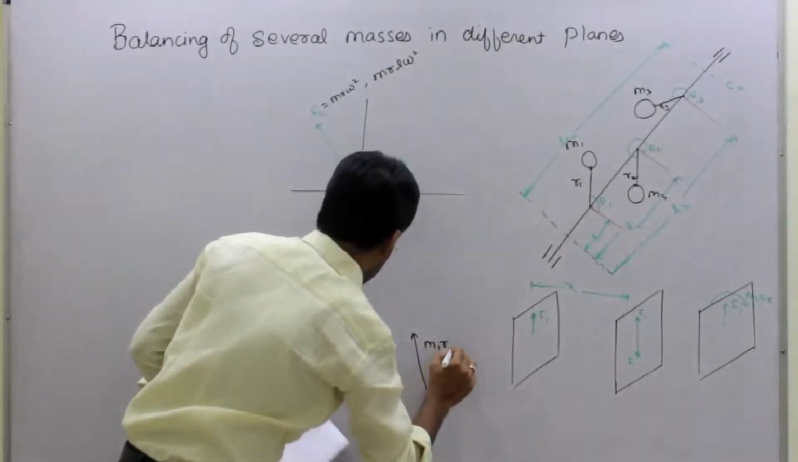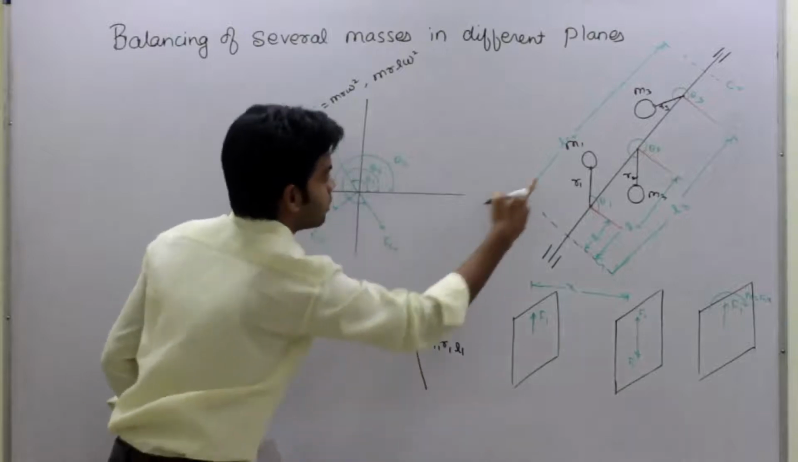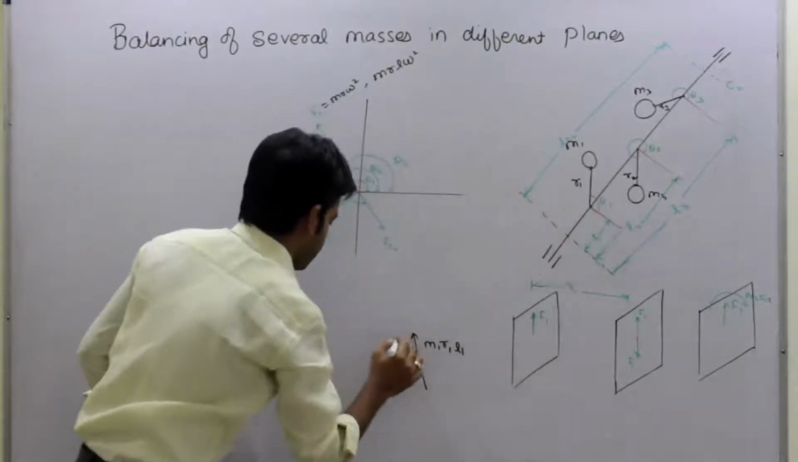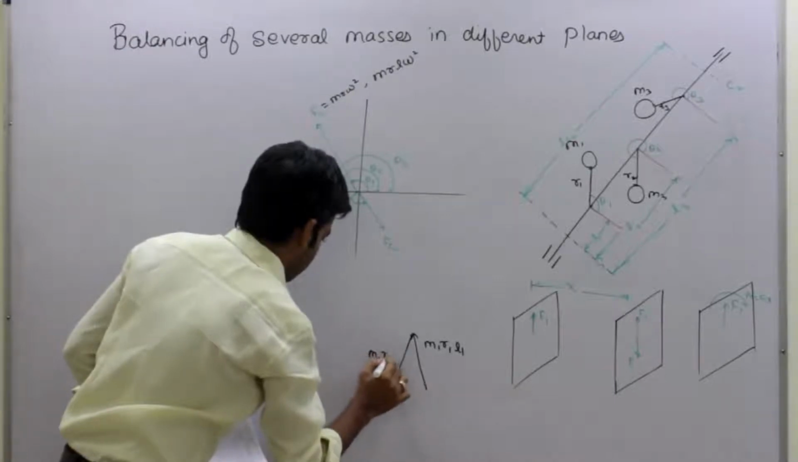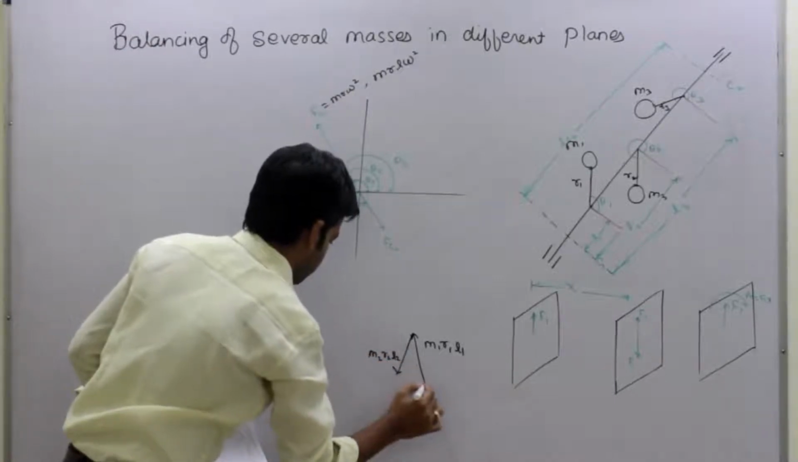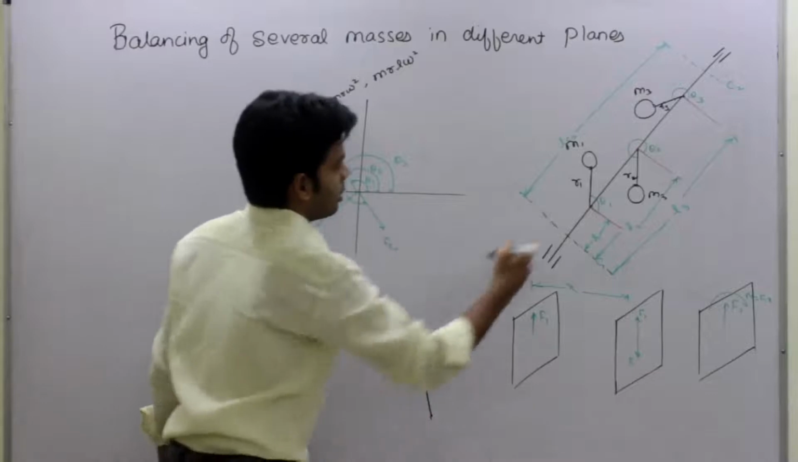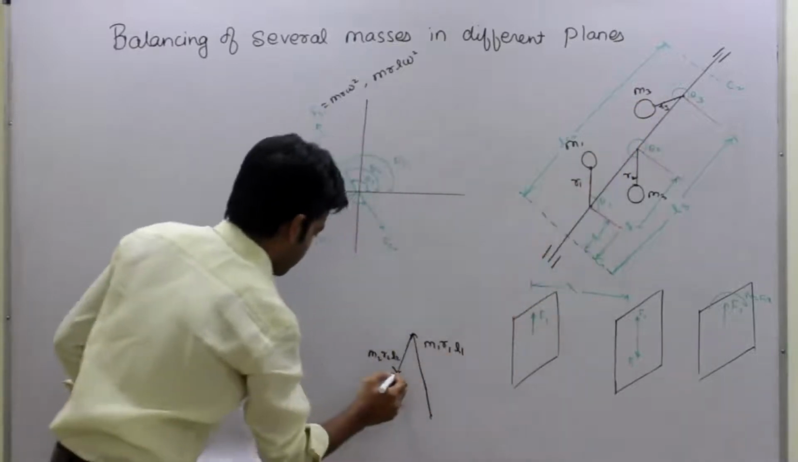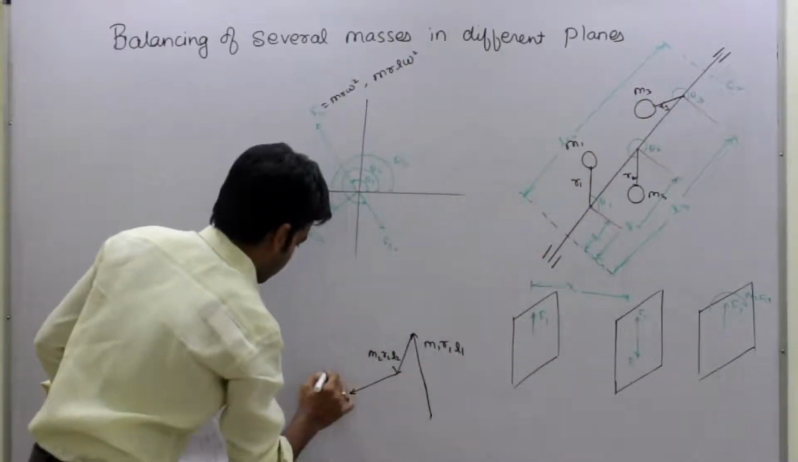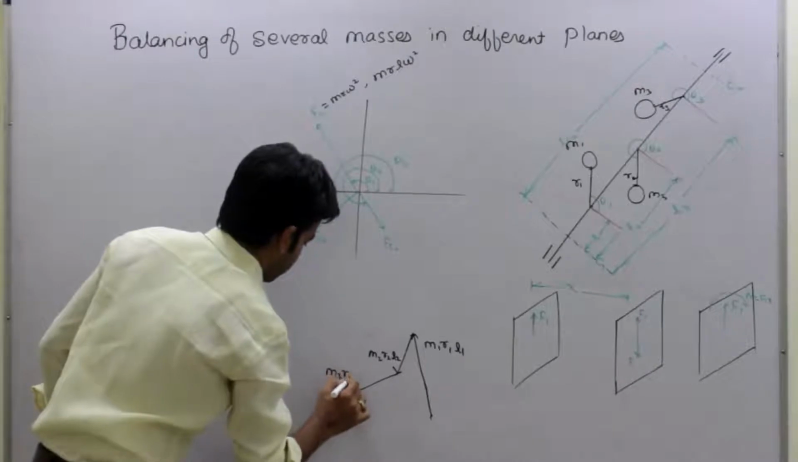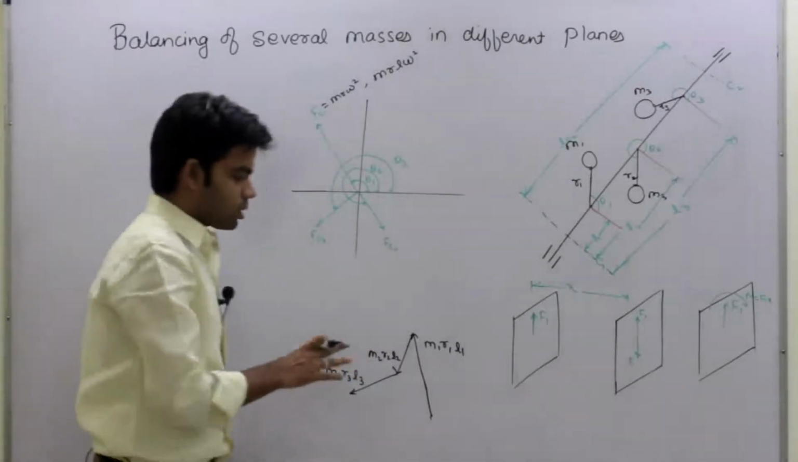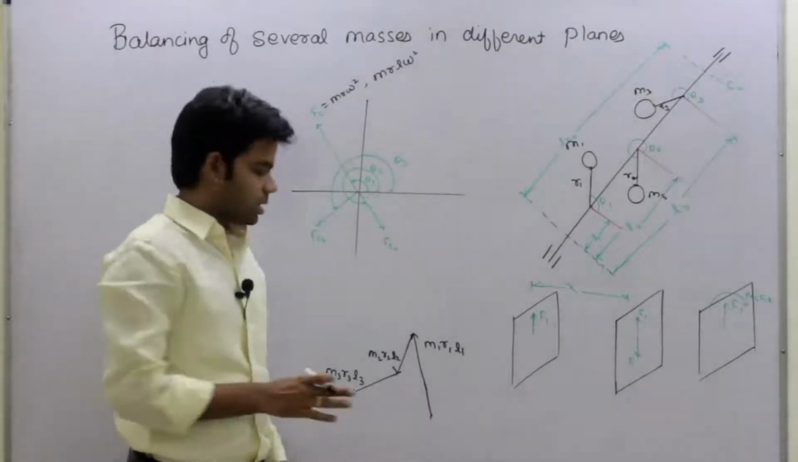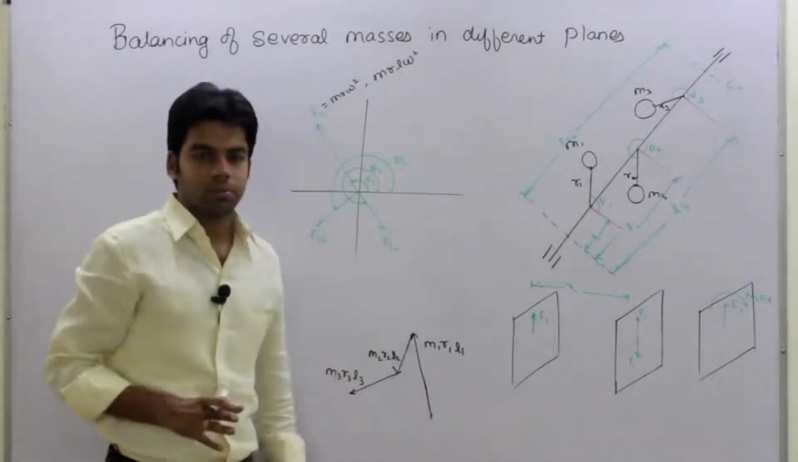M1 R1 L1. Okay, then parallel to this M2 R2 L2. Okay, then parallel to this M3 R3 L3. Okay. Now this polygon is not completed. This shows that this is not a balanced.